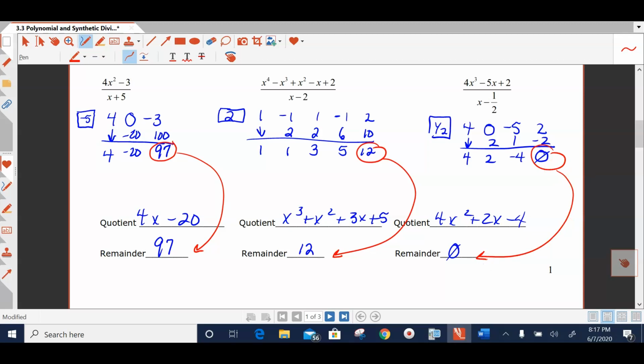Then the quotient will always drop by a degree from the original polynomial. So since this was a square, the quotient's going to have to start with a degree less than that, which would be x. And there's 4x minus 20. This one is 4th degree, so that means down here it's going to be a cube, drop by 1. So that'll be a cube, that'll be a square, that'll be an x, and that'll be your constant. We have a cube, so this drops down to a square, then an x, then my constant.